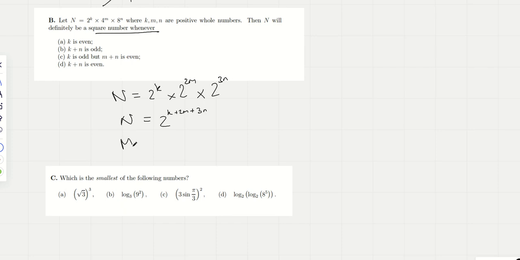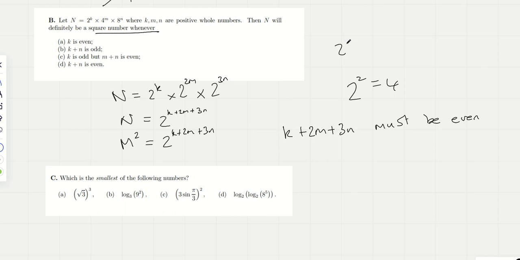So in other words, we want this to be like some other number m, where m squared equals 2 to the k plus 2m plus 3n. Now, I suppose the easiest way to look at it is with powers of 2. Powers of 2 are only square if they're even powers of 2. We need the power of 2 to be even, so we need k plus 2m plus 3n must be even, because only even powers of 2 are square. Look at it, 2 squared is 4, 2 to the power of 4 is 16. Those are all squares because they're something squared. Whereas the odd powers of 2 are not square numbers. Look at 8, most obvious example.